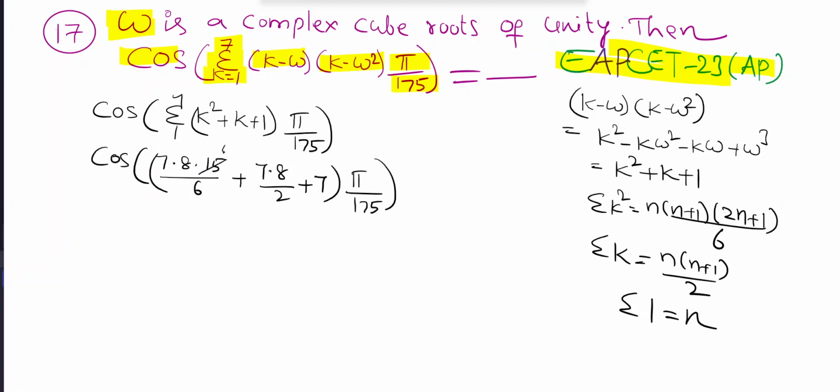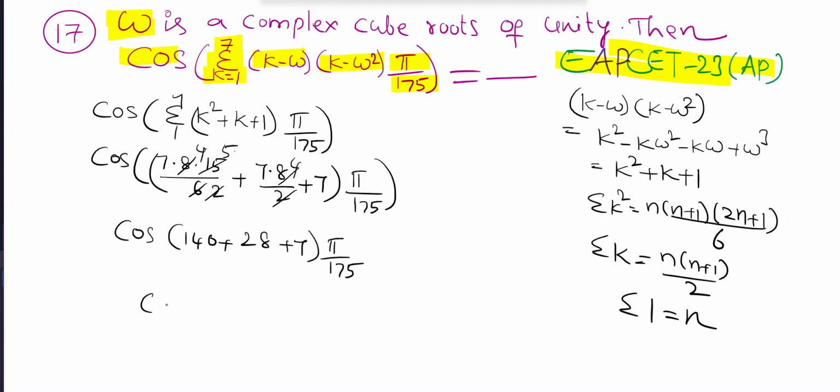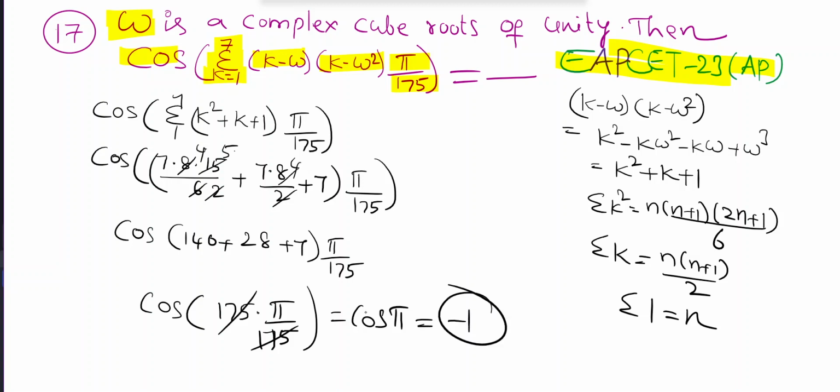Here 3 times 2 are 6, so 2 and 3 are cancelled. 4 times 5 are 20, 20 into 7, this is 140. Plus here 2 cancelled, 7 times 4 are 28. Plus 7 into pi by 175. That is equal to cos of (140 plus 28, 168 plus 7, this is 175) into pi by 175. This 175 cancelled, that is equal to cos pi. So cos pi value is minus 1. This is the required answer.